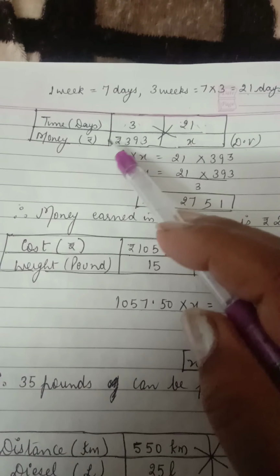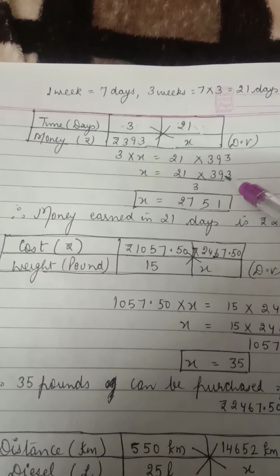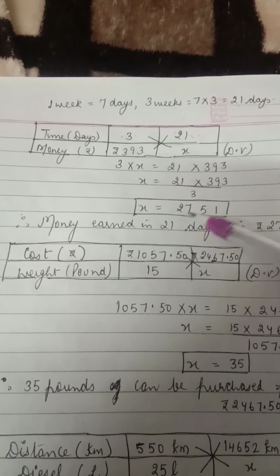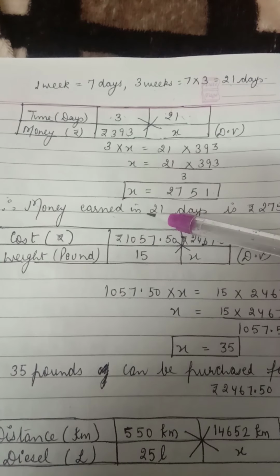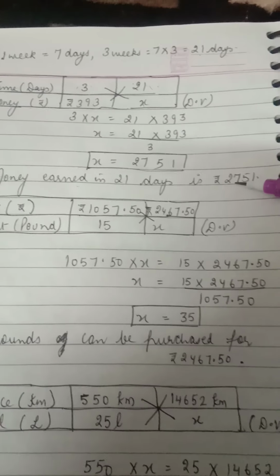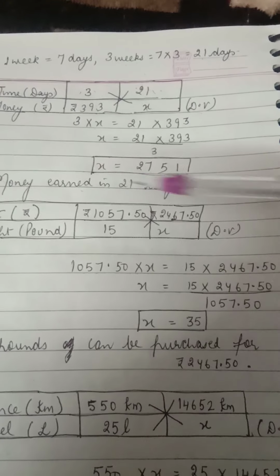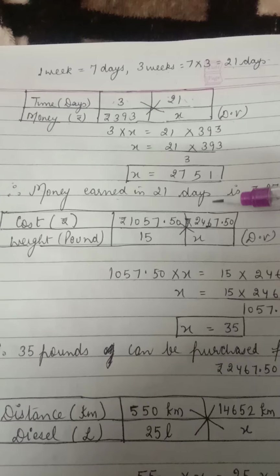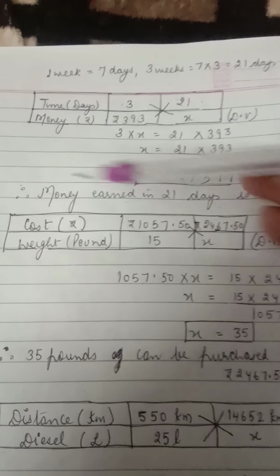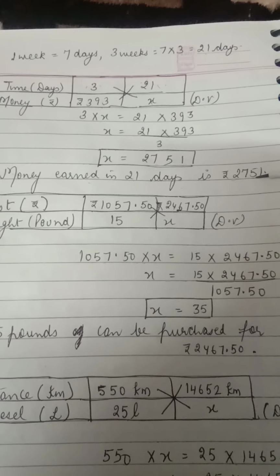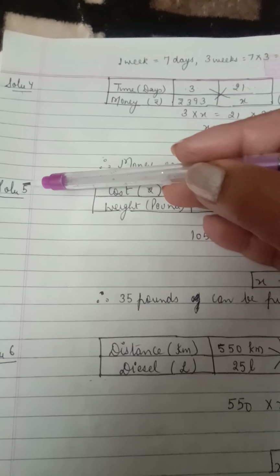Keep X on one side, whatever is with X, shift it to the other side. On cutting, the value of X is 2751. Therefore, the money earned in 21 days is rupees 2751. Now this answer line is already given in the question. So you have to see what is exactly asked in the question, and according to that you will write this line.